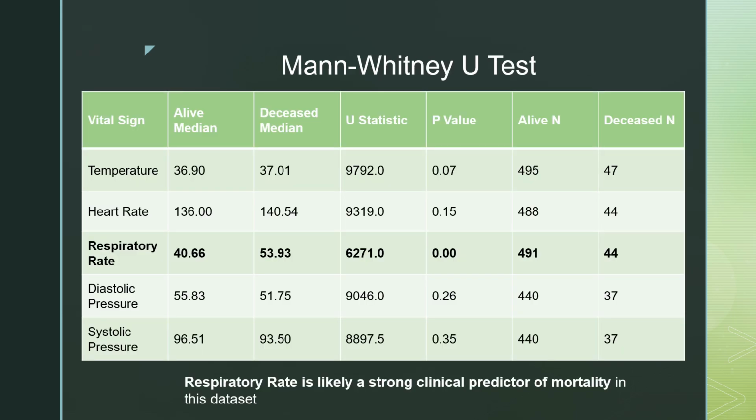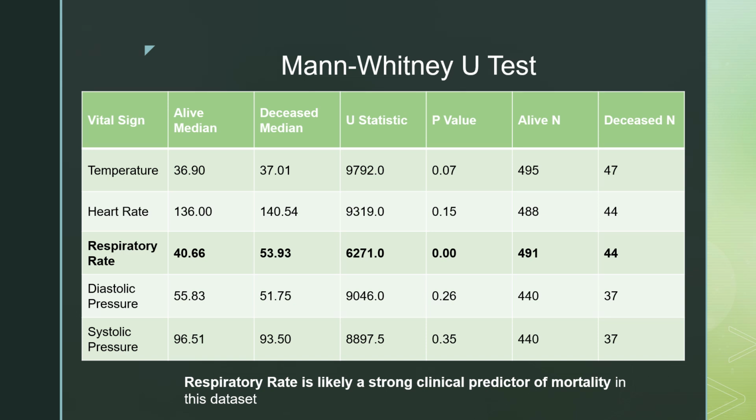I chose the Mann-Whitney U-test because the vital signs were not normally distributed, so I chose a non-parametric test here. We divided the patients into two groups, alive and deceased, to compare differences in their vital signs. Using the Mann-Whitney U-test, we assessed whether each vital sign varied meaningfully between these two groups.